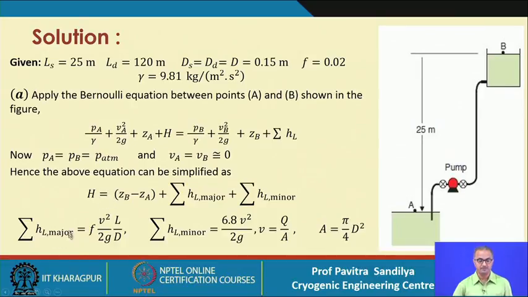And here we put the expression for the major losses, because total loss may be taken to be the summation of the major loss and the minor loss. The major loss is found from this expression using the friction factor, and this is the expression given in the problem to find the minor losses. In this, velocity is Q by A, and A is pi by 4 D square. So, all these things we know.